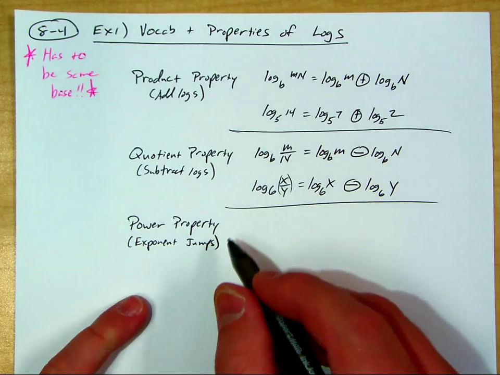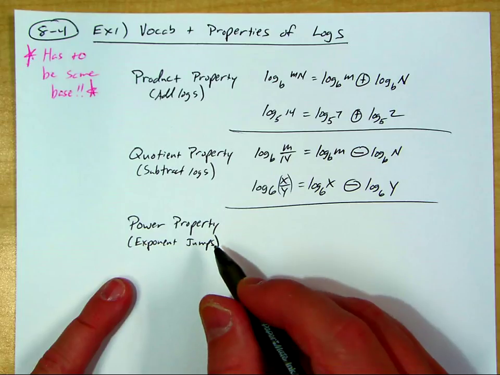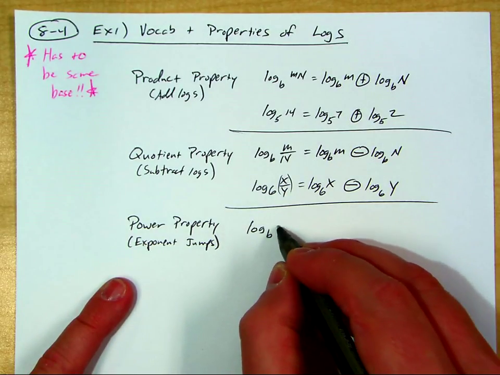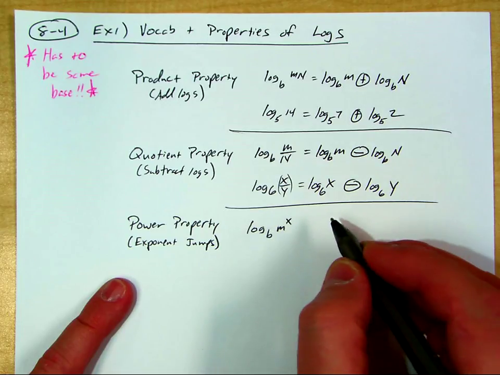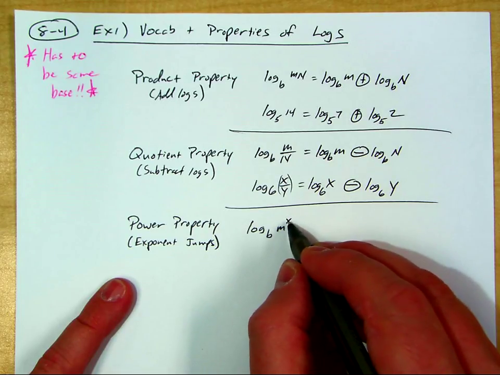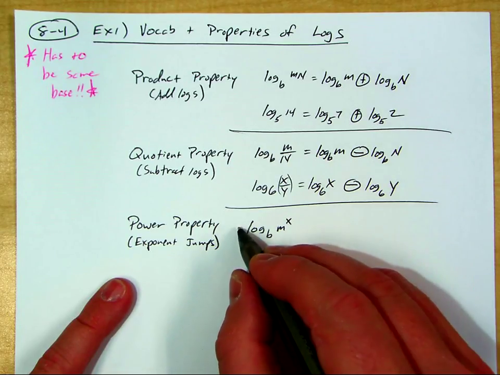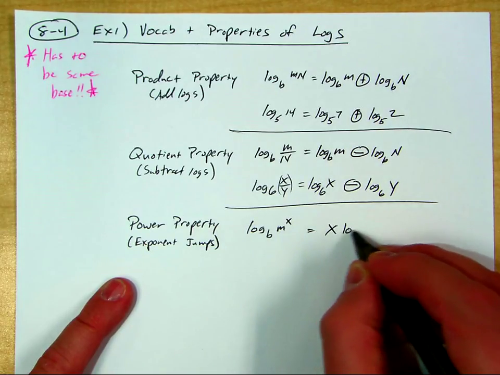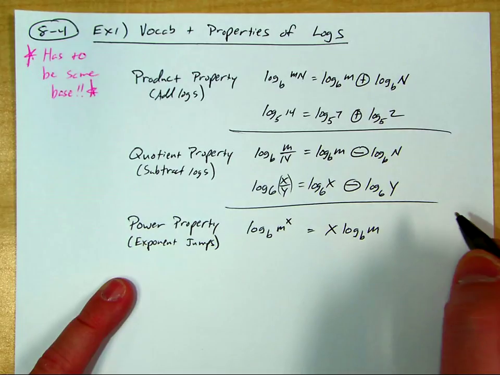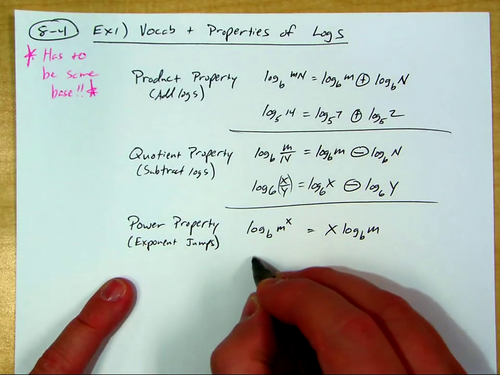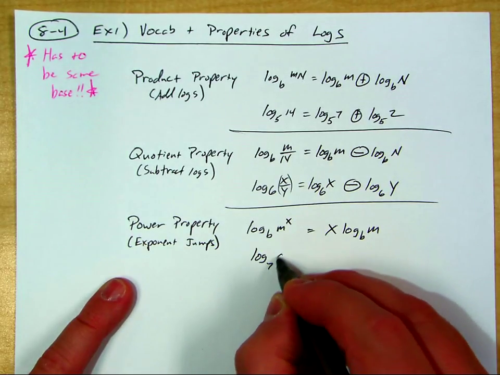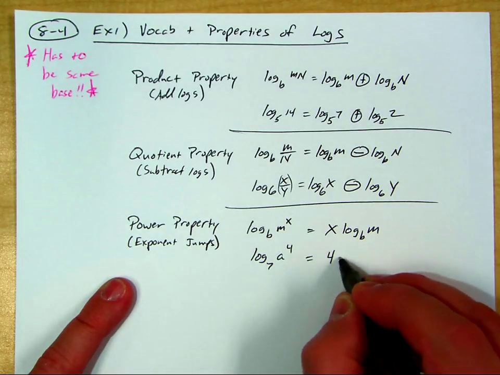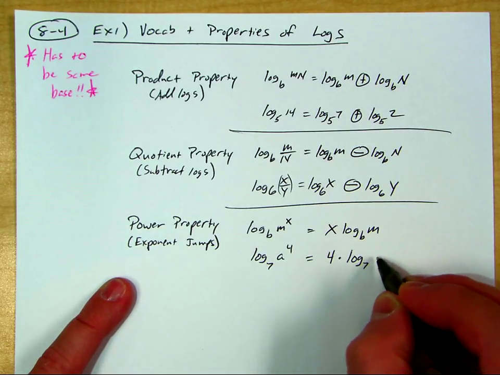All right? And the power property is the one that makes us really powerful with solving problems. We're taking the log of some base of some argument. It's m to the x power. Any exponent in the argument, the property is it just jumps right out to the front. So this equals x, that's the exponent, it jumps out, times the log of that base of whatever the number is. And a real simple example of this is log, let's say base 7 of a to the 4th power. The exponent jumps out front. So it's 4 times log base 7 of a.